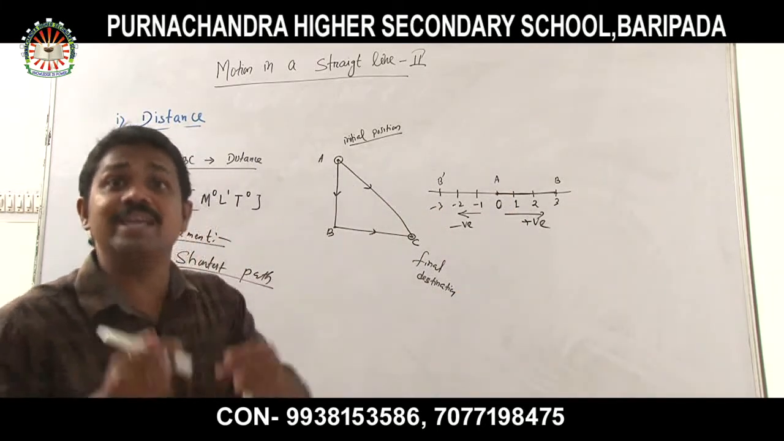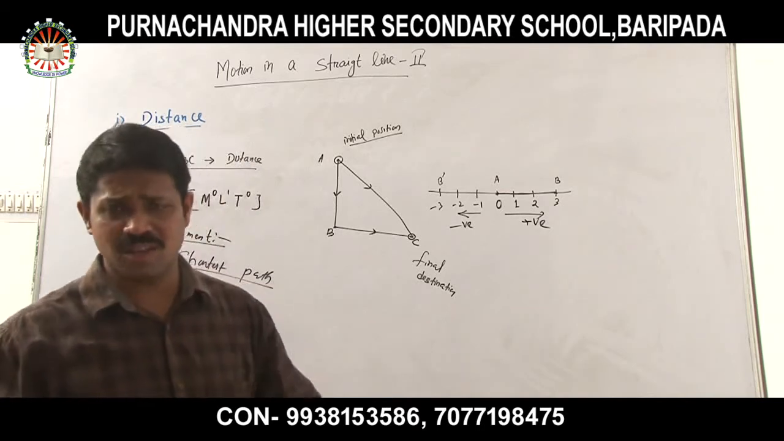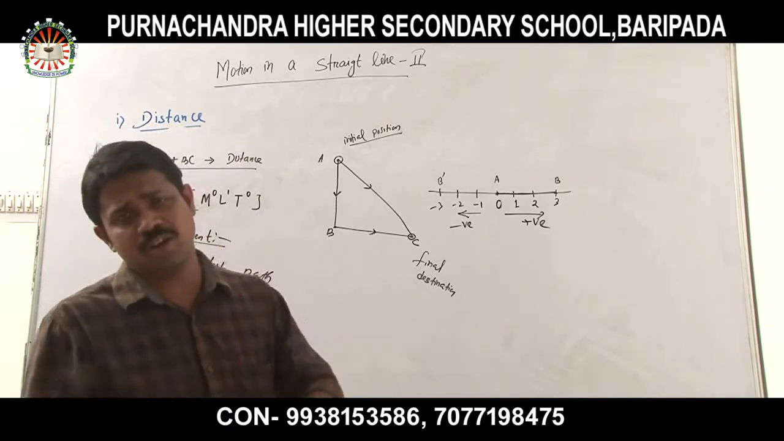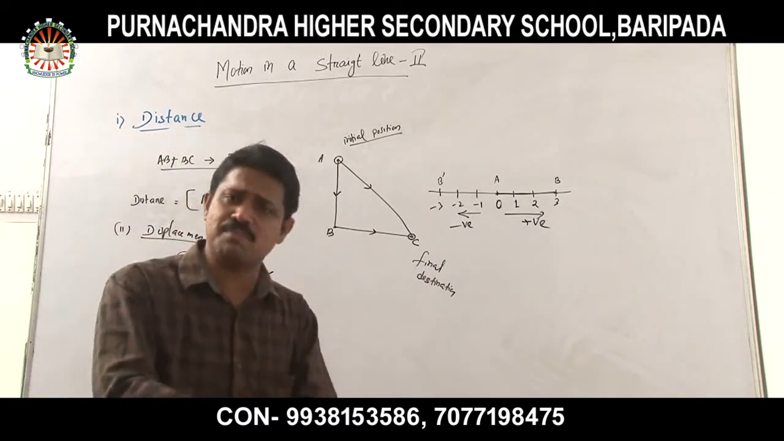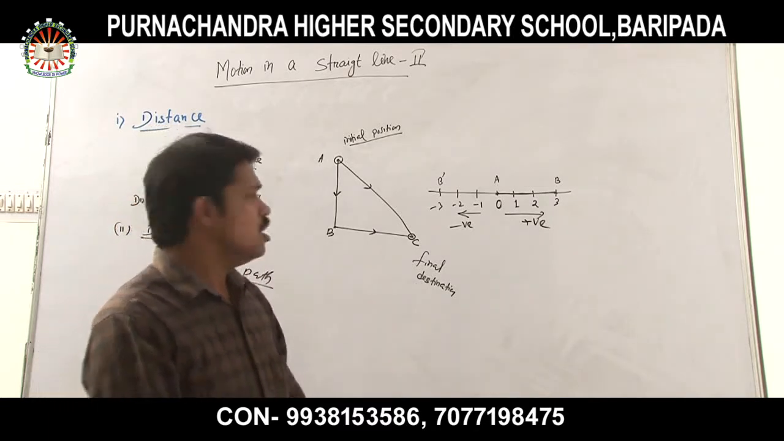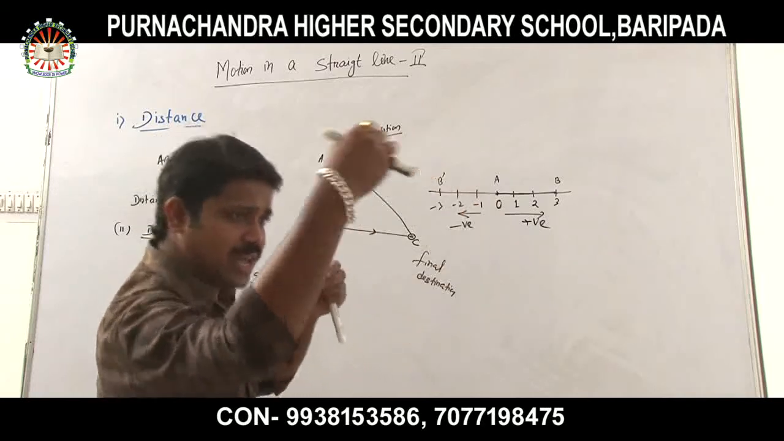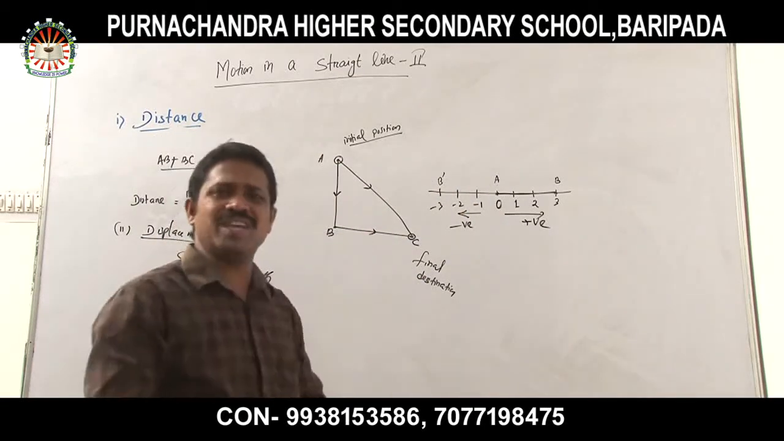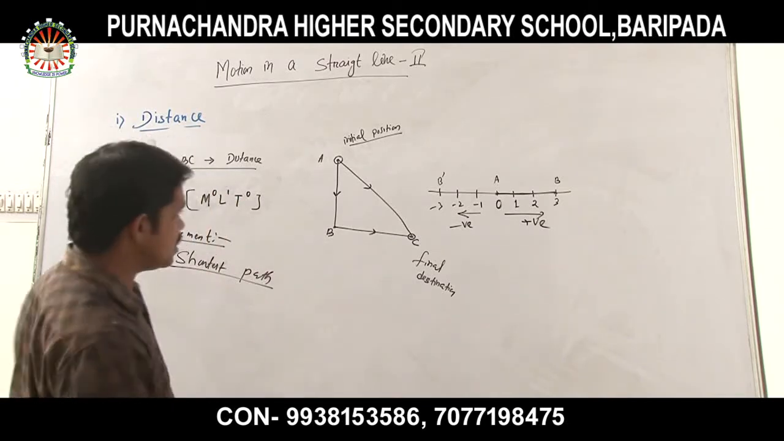Then what is my displacement? The value of displacement becomes 0, because it returns to the same position. So what is the shortest path? 0. Because the initial and final position are at the same point, the same place. So when an object goes to a destination and again returns to the same point, in that situation the displacement becomes 0. Understood, all of you students?